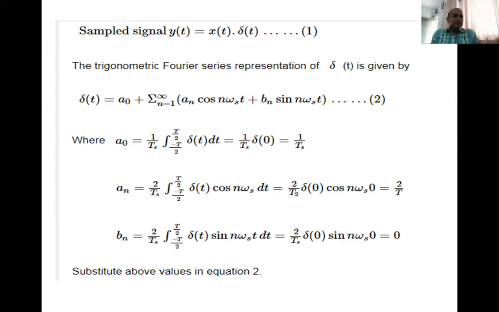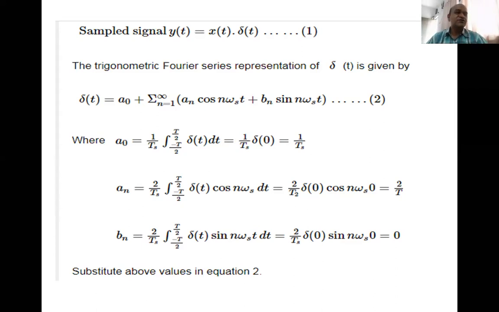Then bn is 2 upon Ts, integral from minus T by 2 to T by 2 of delta t sin n omega s t dt. If you solve it, here sin n omega s into 0, the sin 0 term will be 0. So the whole term will become 0 and you will get bn is equal to 0.